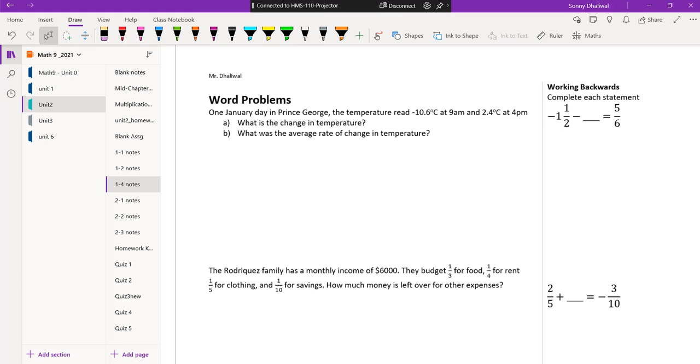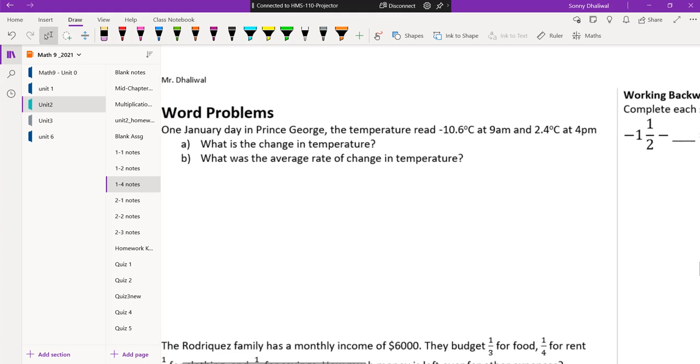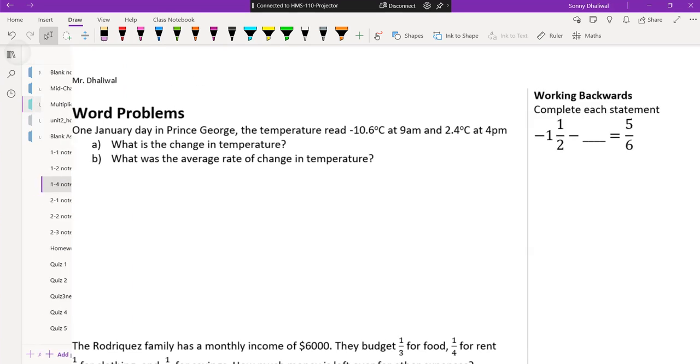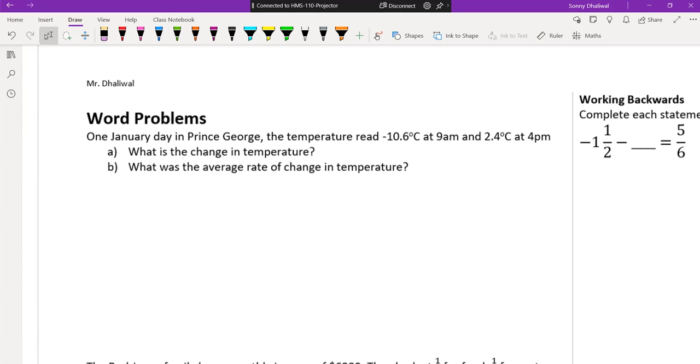Okay. So the first problem goes, on a January day in Prince George, the temperature read negative 10.6 degrees at 9 a.m. and 2.4 degrees at 4 p.m. The question is, what is the change in temperature for the first part? The second part, what is the rate of change?